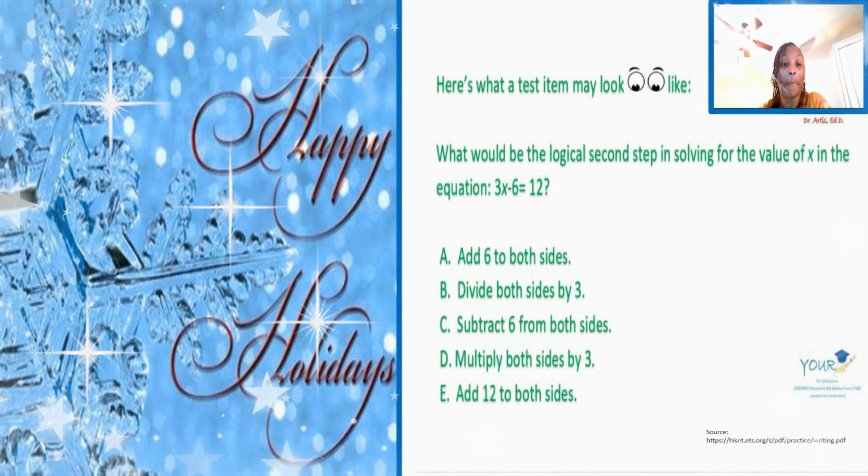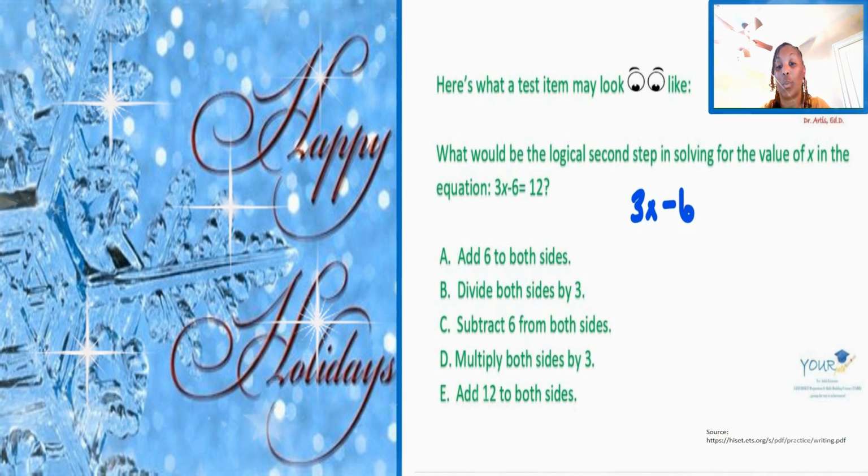So hello everyone. As we look at this particular problem, some of you may be able to answer it fairly easily by mentally going through the process in your head and coming to the correct answer. However, some of you may not be able to answer it as easily, and so you do want to go through the steps of solving the equation in order to determine the correct answer. In this case, we have the equation 3x minus 6 equals 12.